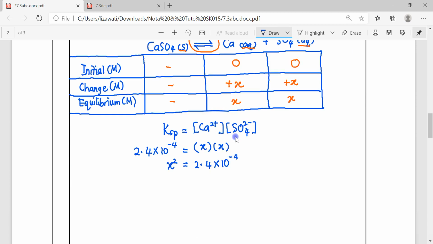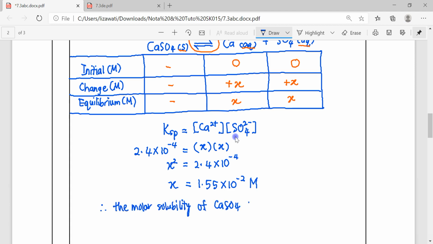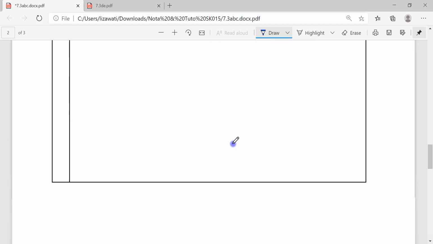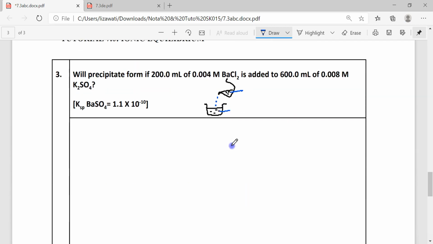Okay, next, find out the value of X. Suppose you get here 1.55 times 10 power negative 2 molar. So X here is equal to the molar solubility, so we can write. So, therefore, so we move to the next step, number 3.